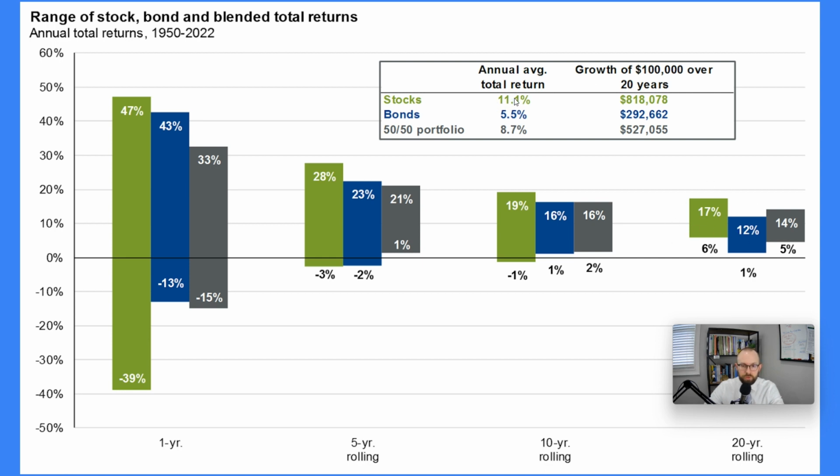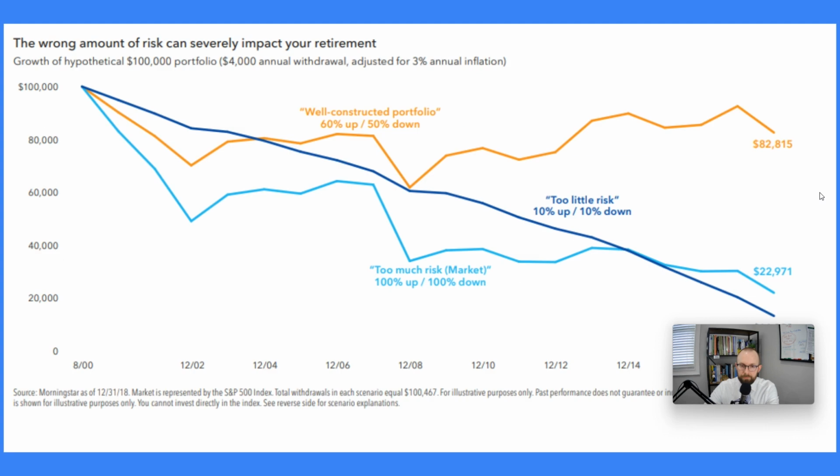You see the average annual return over this time for stocks has been 11%, bonds 5%, and a 50-50 portfolio 8.5%. So you need to invest in something. Stocks and bonds are probably the easiest inside of your 401k. Now, that's kind of for growth.